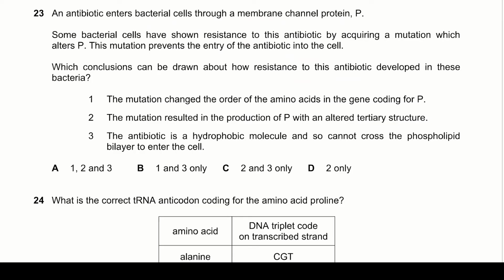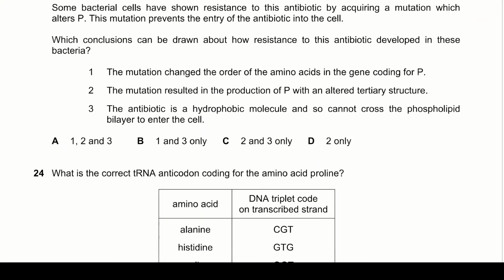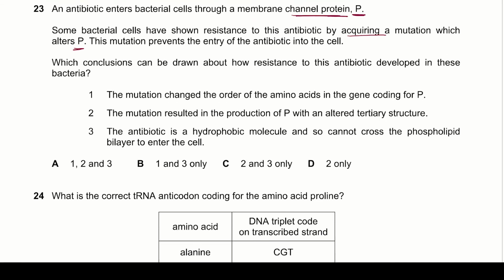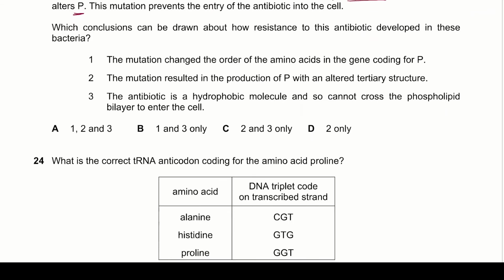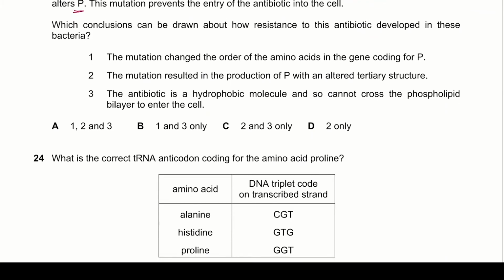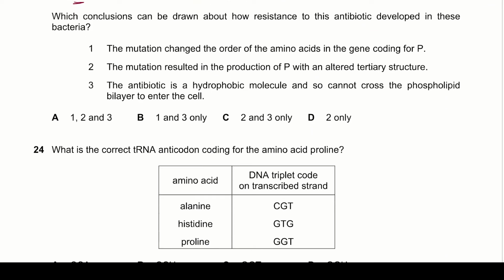23. An antibiotic enters bacterial cells through a membrane channel protein P. So, if it says membrane channel proteins, it's either here talking about active transport or facilitated diffusion. Keep that in mind. Some bacterial cells have shown resistance to this antibiotic by acquiring a mutation which alters P, and it's the channel protein. This mutation prevents the entry of the antibiotic into the cell. Which conclusions can be drawn about how resistance to this antibiotic developed in these bacteria?